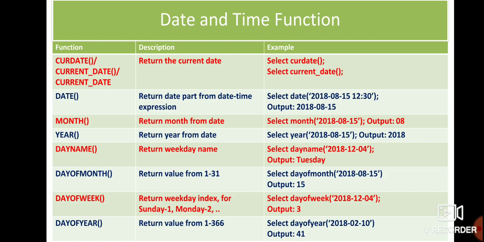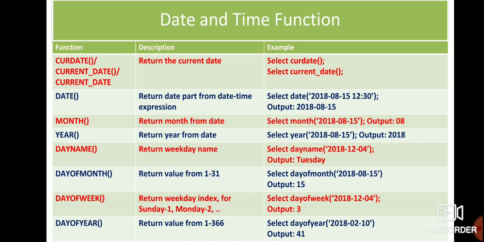Current date will be displayed. Current slash date will also return the current date, and current date only will also be written. Next is DATE. It returns the date part from a date time expression. Like select date 2018 8 15 12 30 pm. So it will return what? Date format only it will return. It will not return the time format.